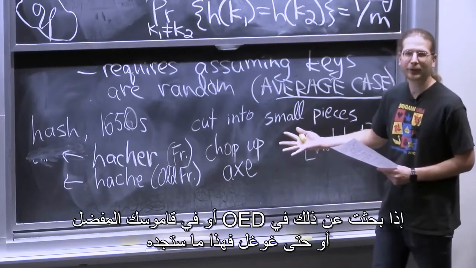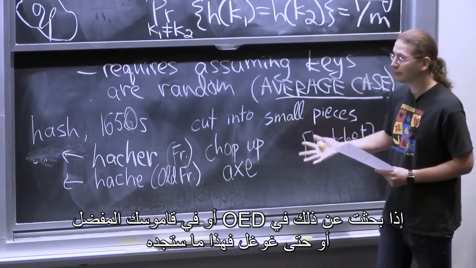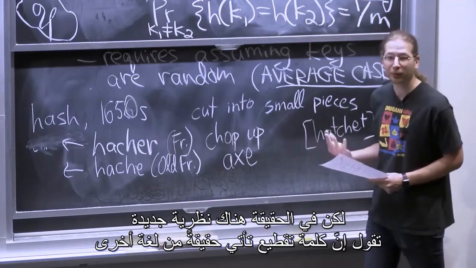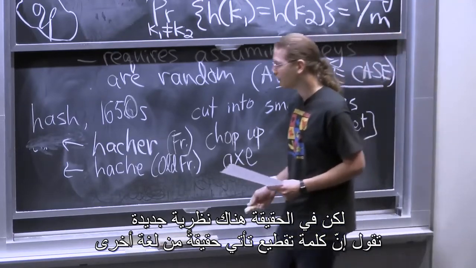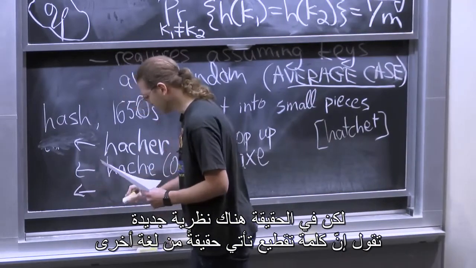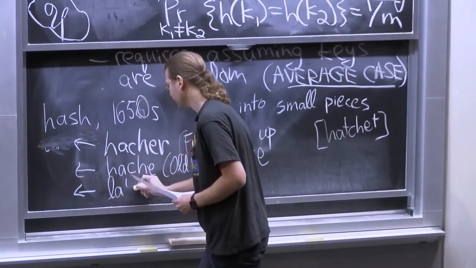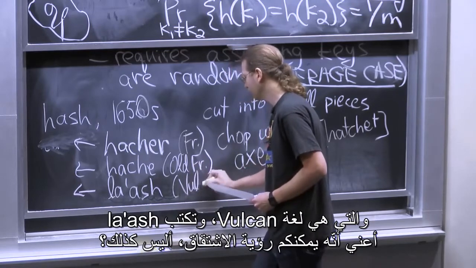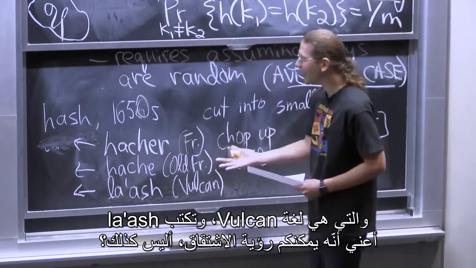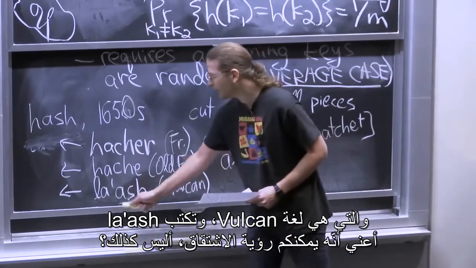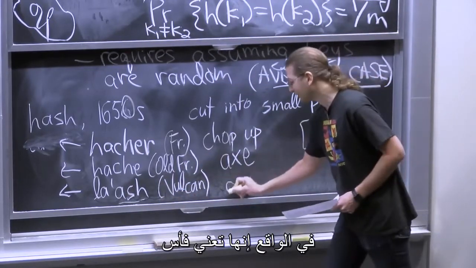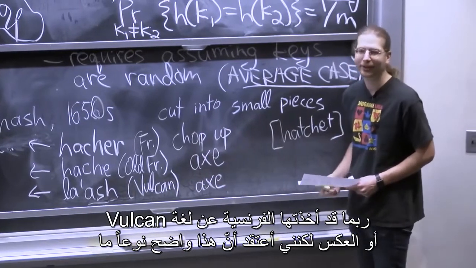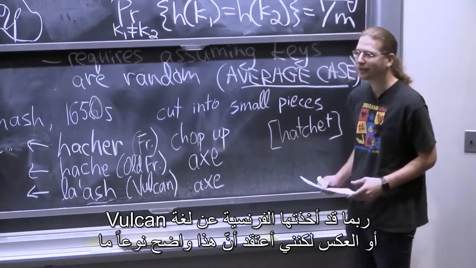If you look this up in the OED or pick your favorite dictionary or even Google, that's what you find. But in fact, there's a new prevailing theory that hash comes from another language, which is Vulcan. La hache, I mean, you could see the derivation, right? It actually means axe. So maybe French got it from Vulcan or vice versa, but I think that's pretty clear.